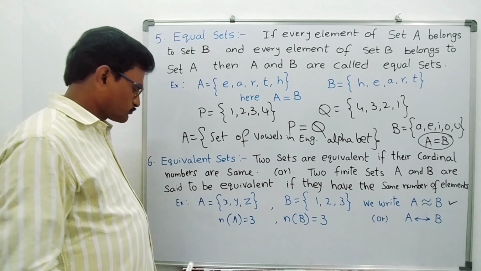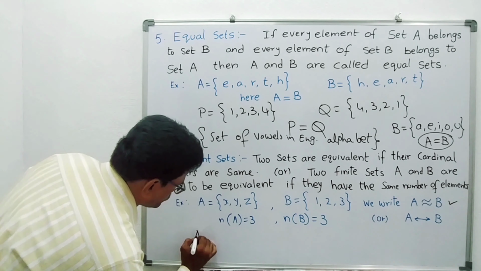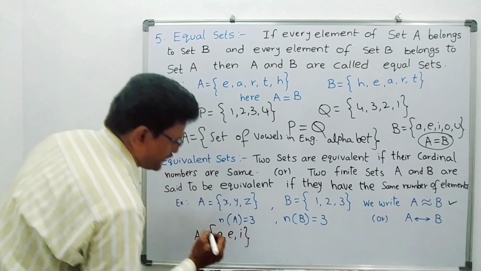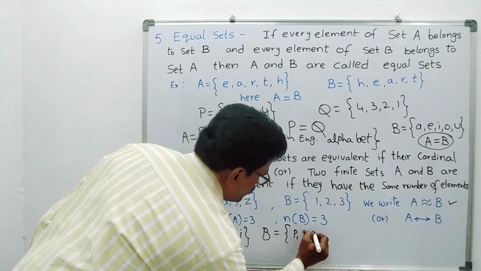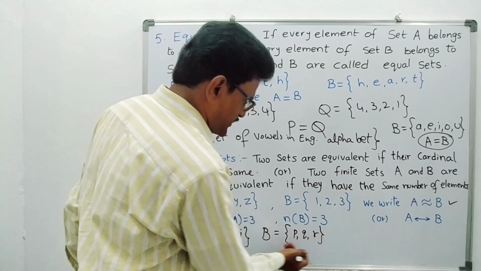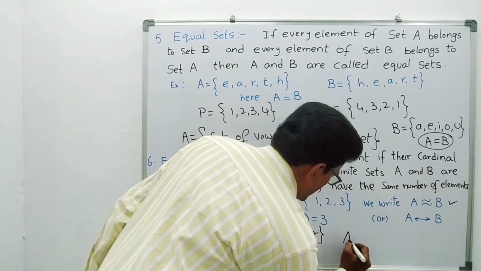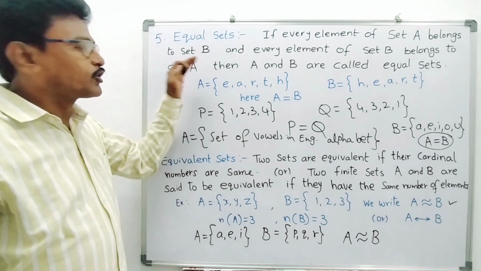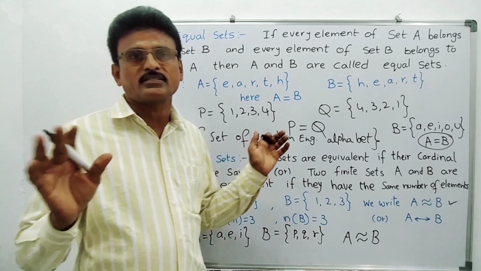See, suppose we can write one more example. Set A, I am writing as a, e, i. 3 I am taking. Now set B, I am taking p, q, r like this. Here 3 elements are there. Here also 3 elements are there. n(A) = 3, n(B) = 3. Here also we can write A equivalent B. So equal means same elements. Equivalent means same number of elements. Right.